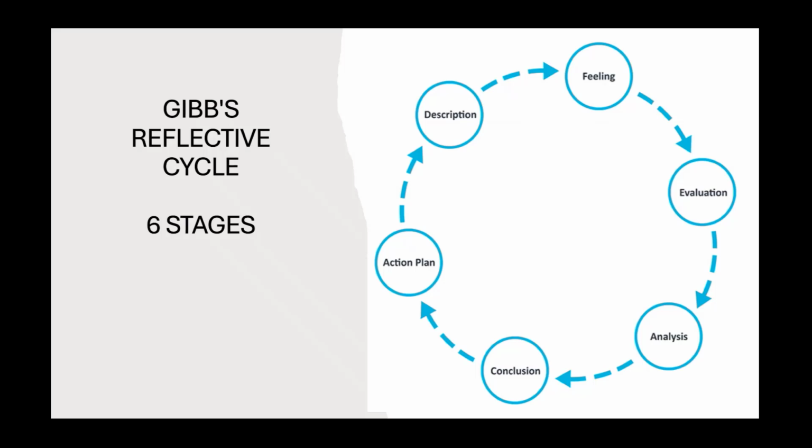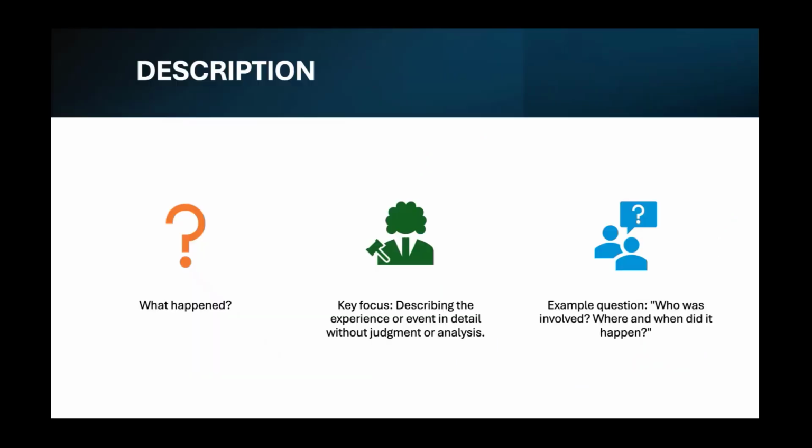The Gibbs reflective cycle has 6 stages to it. You can see the first stage starts from description. Description, feeling, evaluation, analysis, conclusion, and action plan. All these 6 stages are really important here. What is description all about? So what happened? You might describe the event, what happened. The key focus is describing the experience or event in detail without judgment or analysis. Example question: who was involved, where and when did it happen?